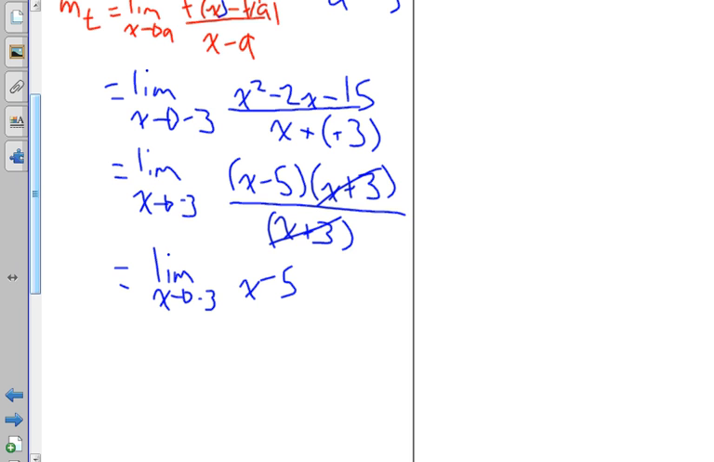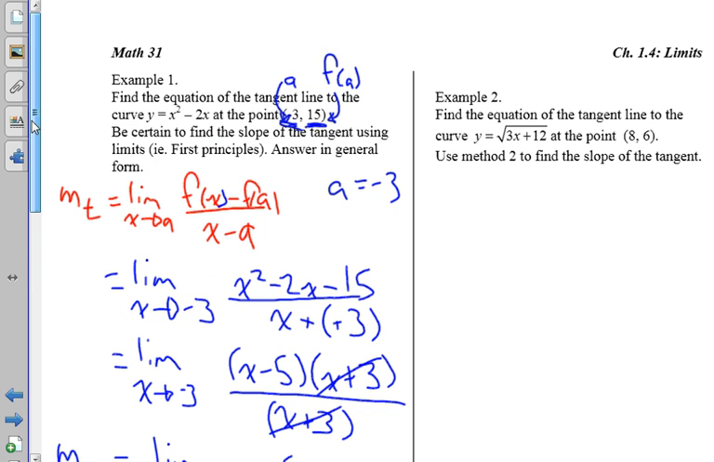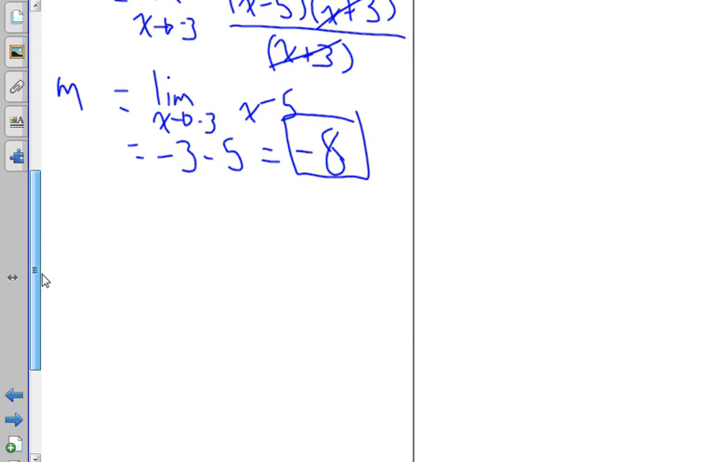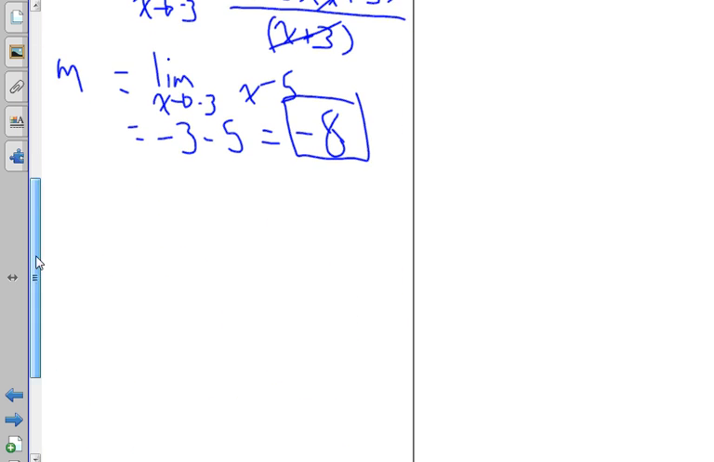So at this point, we can just plug in our value for x. So x is approaching -3, so -3 minus 5 equals -8. So what is this value now? We have -8. What does that represent? Slope. Perfect, yeah. So this is our slope. This is our m value. What does the question ask you to do? Answer in general form, okay? Find the slope of the tangent, and then we want to find the line of that slope, okay?